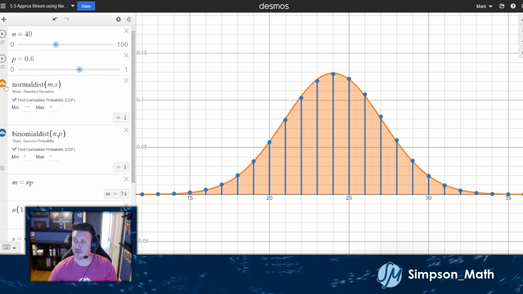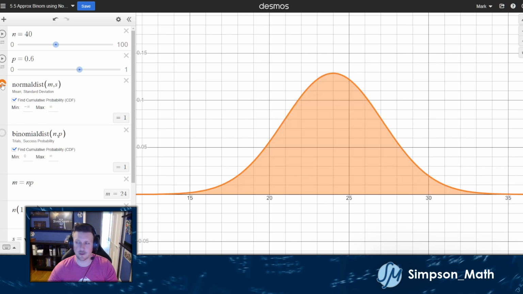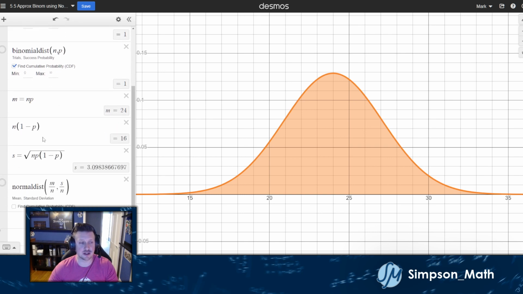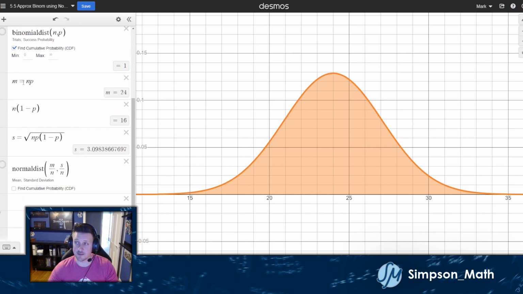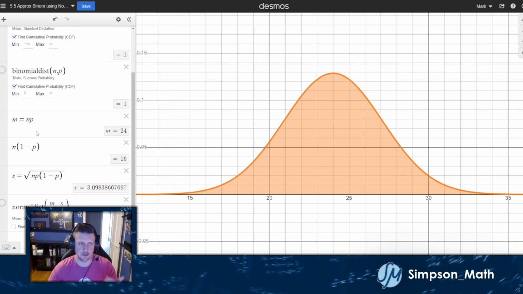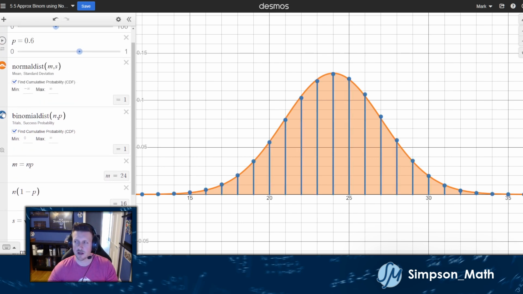The orange is a normal distribution, a smooth curve normal distribution, that has a mean and a standard deviation. The mean and standard deviation I'm using are n times p for the mean, and the square root of npq for the standard deviation, which is what we just said the binomial distribution mean and standard deviation are. So if you look at the binomial distribution, that's the blue sticks, remember that this is a discrete situation.